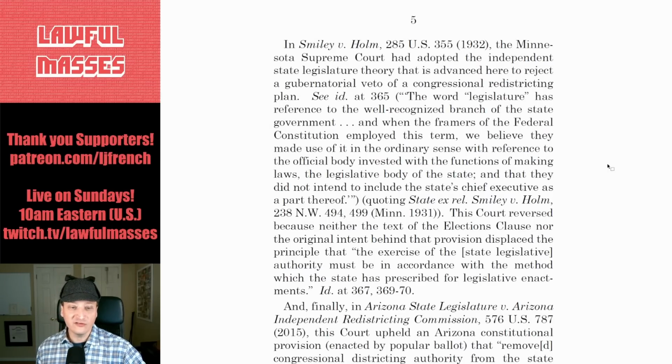Quote, "The word legislature has reference to the well-recognized branch of the state government, and when the framers of the federal Constitution employed this term, we believe that they made use of it in the ordinary sense with reference to the official body invested with the functions of making laws, the legislative body of the state, that they did not intend to include the state's chief executive as a part thereof."